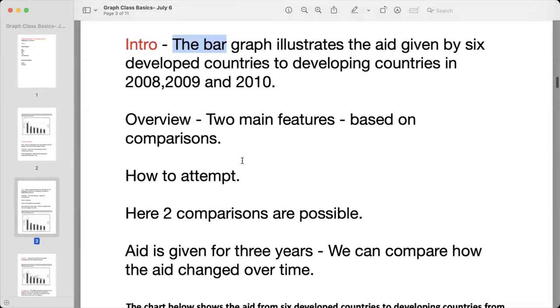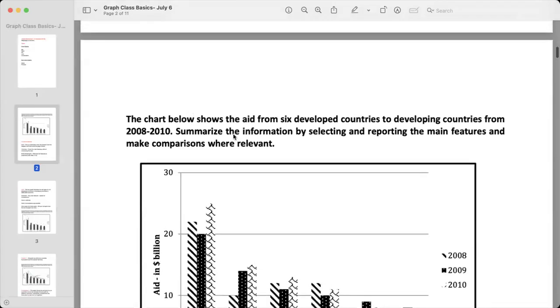Okay, let's move on into the overview. Here I focus on writing 2 features, and these features are based on comparisons. Why do I base them on comparisons? Because that's what the question is asking. If you look at the second sentence in the question, what does it say? Summarize the information by selecting and reporting the main features and make comparisons where relevant. So the question itself is asking us to make comparisons and report the main features.